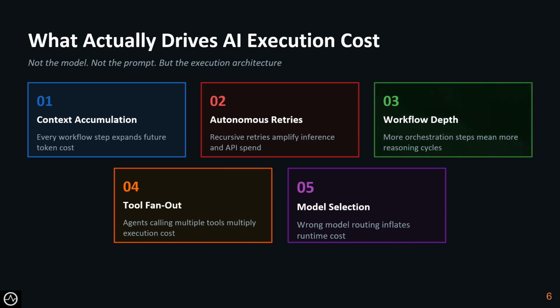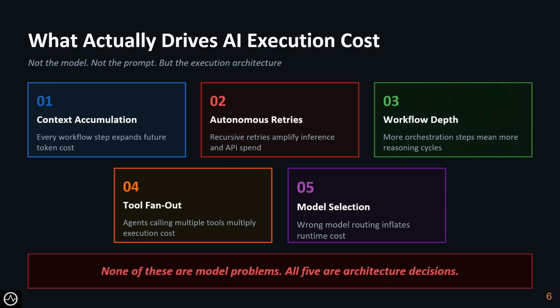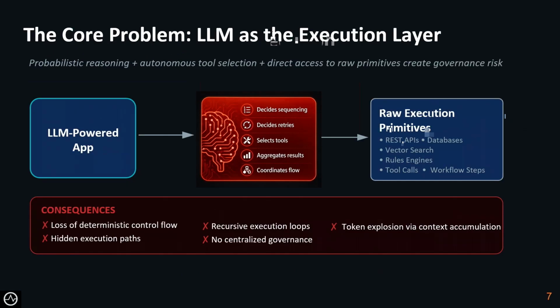Fifth is model selection. Routing every task to the biggest model inflates the runtime cost for no reason. So the model is doing what it was built to do, right? All of these are architectural decisions we made. Okay, so the problem starts when the LLM is used as an execution layer. Once the intent passes into the LLM, it directly calls the raw execution primitives by taking probabilistic decisions rather than deterministic decisions. Once that happens, the consequences show up together.